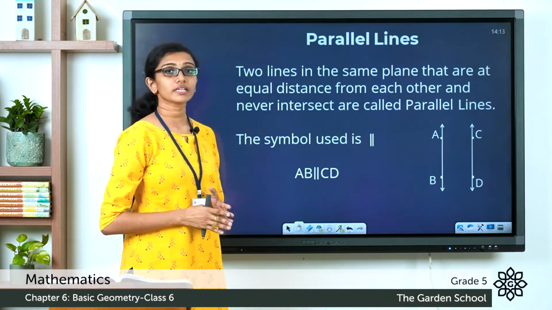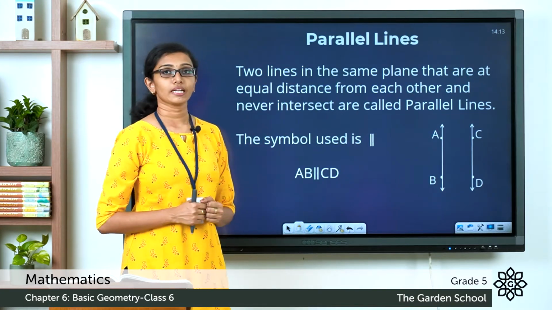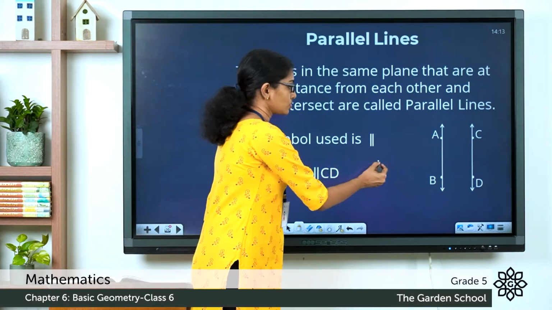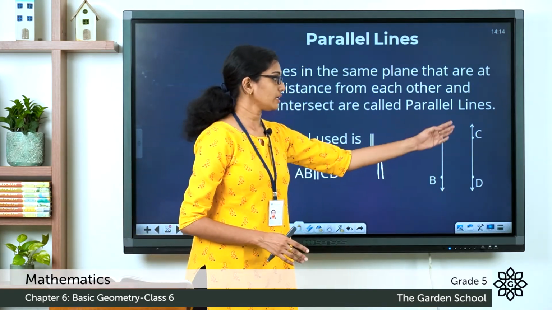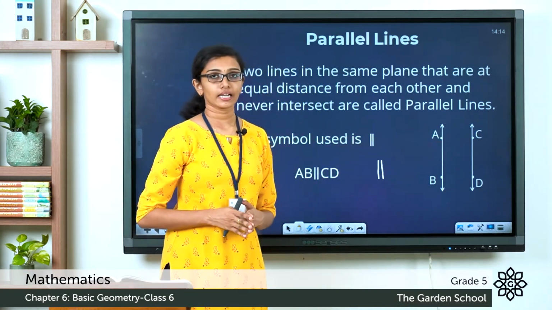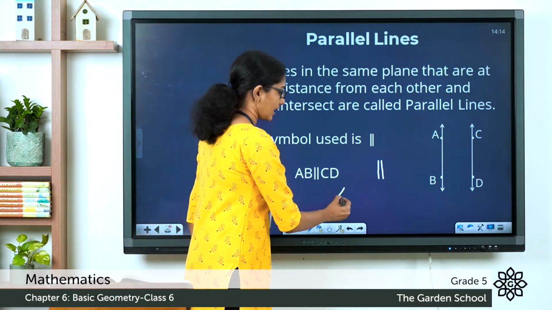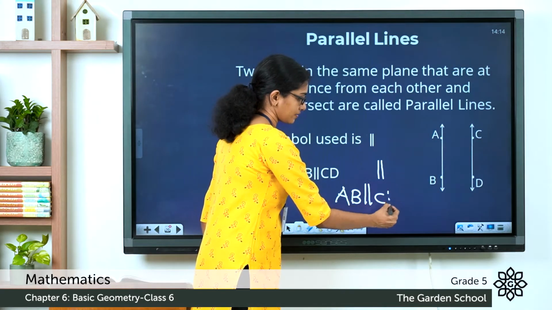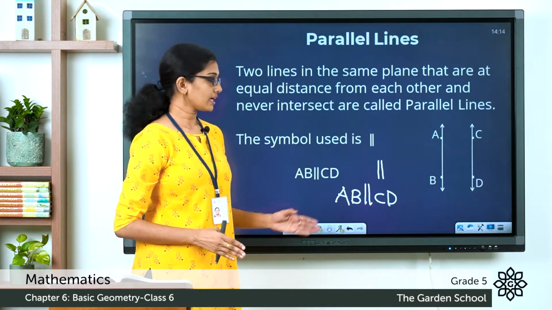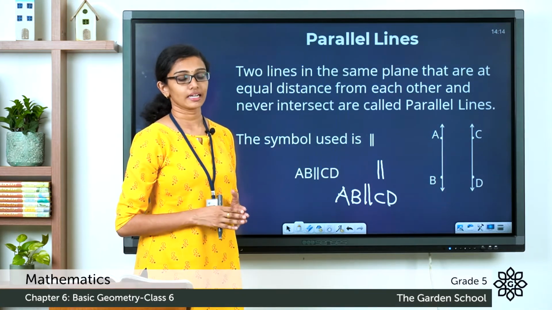And how do you represent parallel lines? There is a symbol that we use to represent parallel lines. It is two lines drawn like this. So these two lines AB and CD are parallel lines and we can represent them like this: line AB parallel CD. This means that line AB is parallel to the line CD. This is how we represent parallel lines.